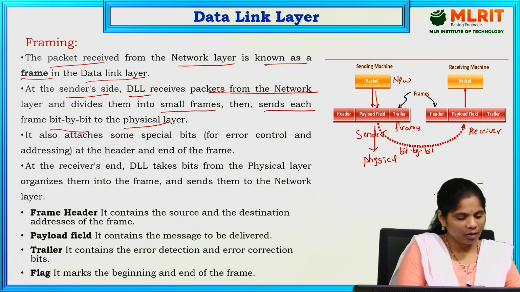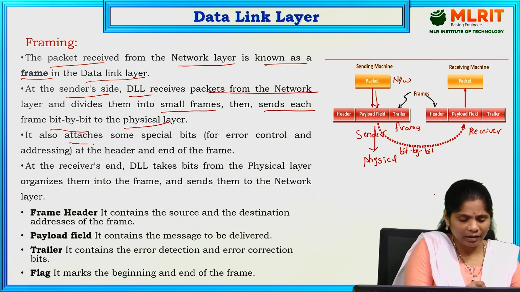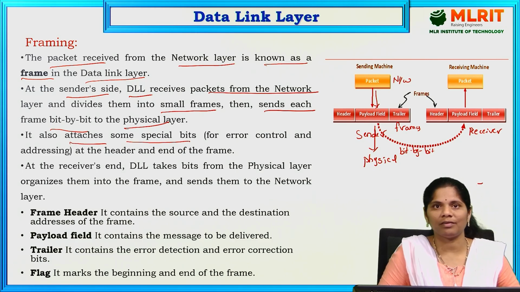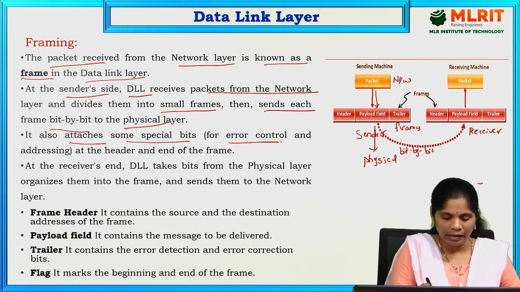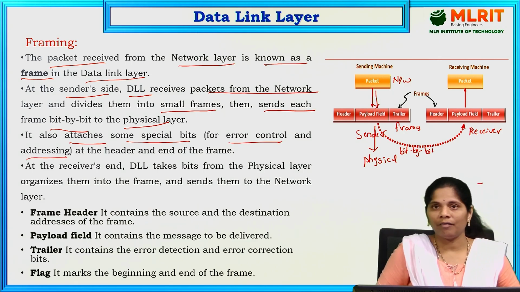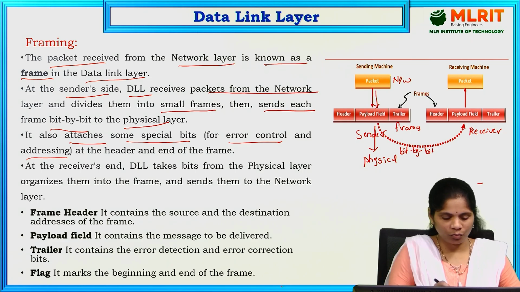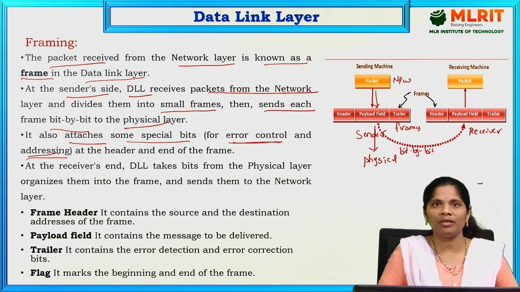At the same time, it attaches some special bits. The special bits are nothing but the error control and addressing. Whenever data goes from the data link layer to the physical layer, special bits like error control and addressing are attached to the header and the end of the frame.